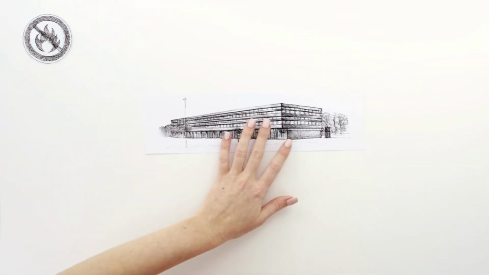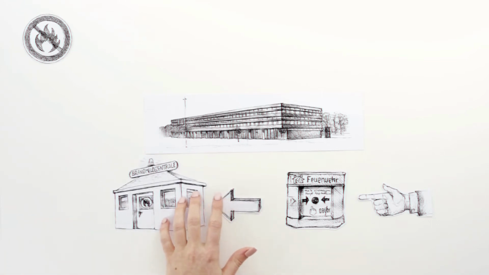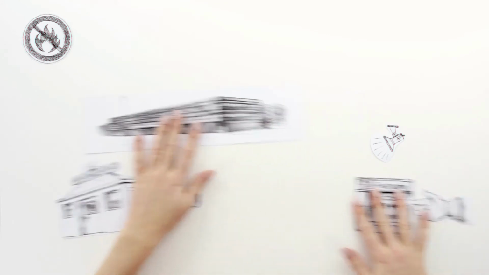If you discover a fire, you must act quickly. First, press one of the fire alarm buttons located in the building. This button notifies the central fire alarm system that there is a fire and activates the voice alarm system. You'll hear the automatic announcement with instructions to evacuate the building. These instructions must be followed.